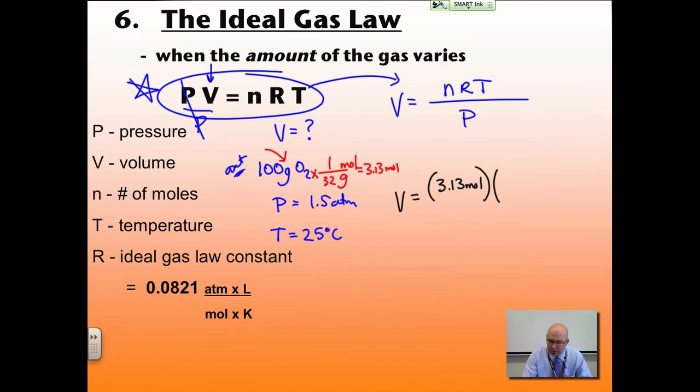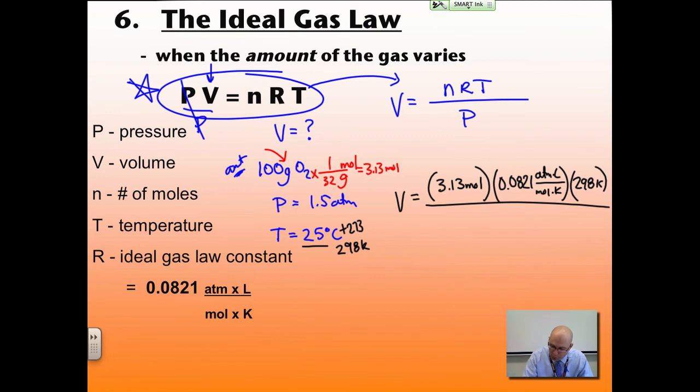My constant is 0.0821 atmosphere liters per mole Kelvin. And my temperature, again, cannot use Celsius. You must use Kelvin. Always use Kelvin. In this unit where we're always doing gas laws, you must use Kelvin. So add the 273 to that, you get 298 K. So 298 K over my pressure, 1.5 atmospheres.